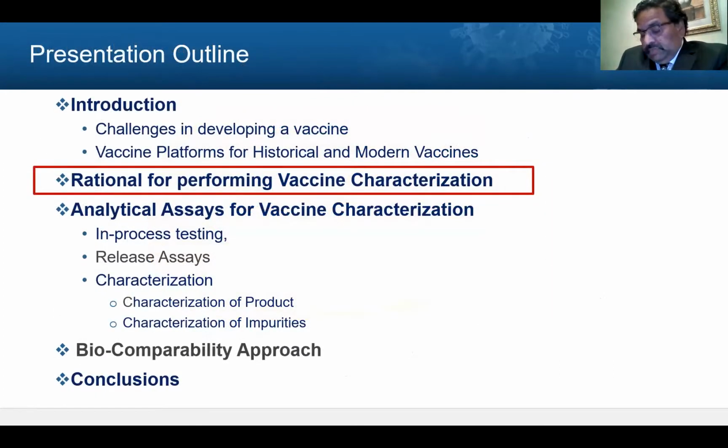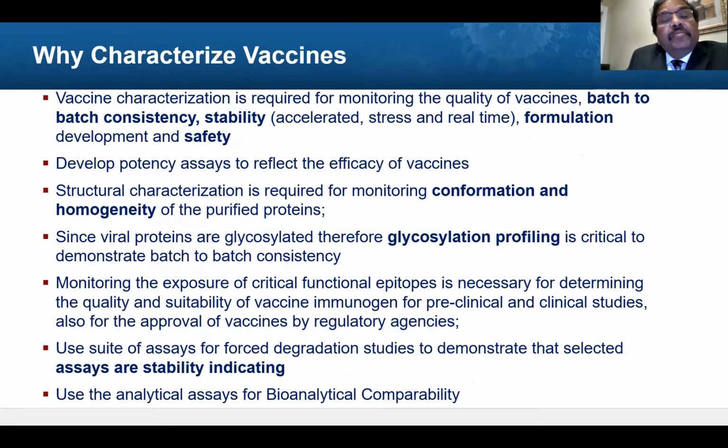Moving into the part on why it is important to perform vaccine characterization, there are a number of reasons, but the most important reason is that we need to establish batch-to-batch consistency, meaning the quality of the vaccine is maintained whether the vaccine is produced at one site or multiple sites. All the batches have a similar quality attribute. It is important for vaccine efficacy and safety.